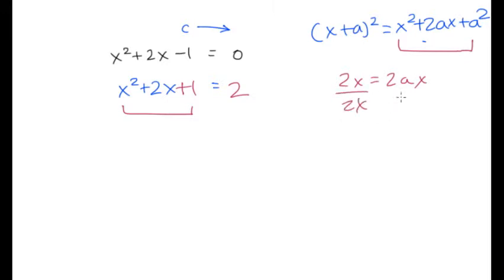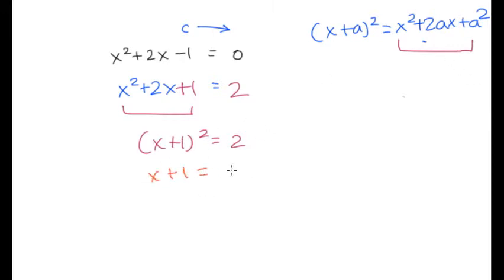So when we divide by 2x and 2x, this becomes 1, and 1 is equal to a. So we know that our a is 1. So when we pattern match, we know that this left-hand side is now equal to x plus 1 squared is equal to 2. Now we can just solve for x. We take the square root of both sides. X plus 1 is equal to plus or minus, I'm sorry, not plus minus 2, plus and minus rad 2. And then when we subtract 1 from both sides, we're going to get plus minus rad 2 minus 1. That is going to be our answer.